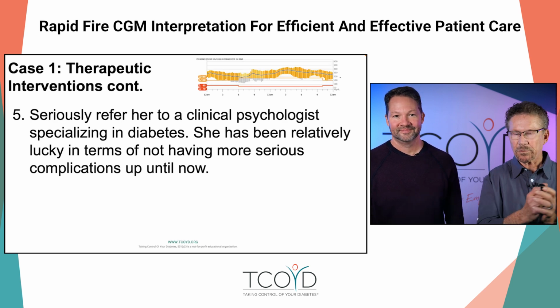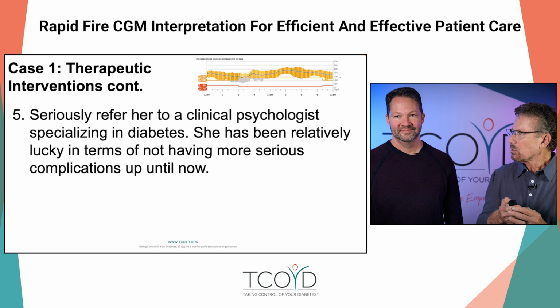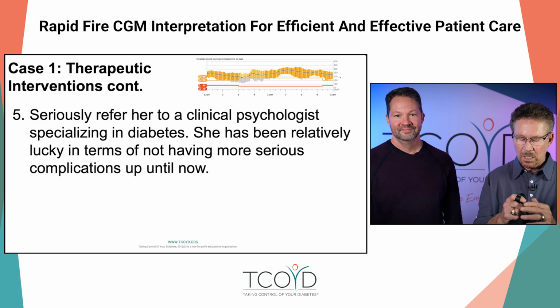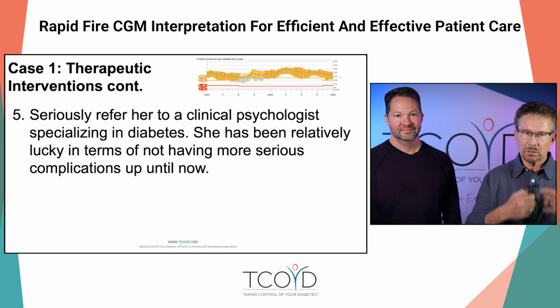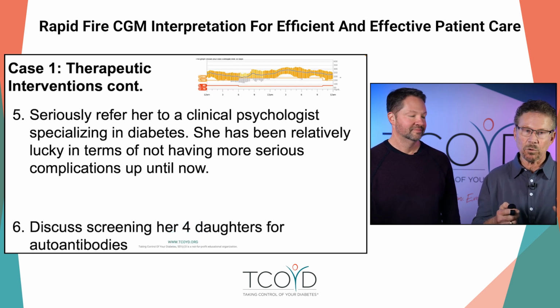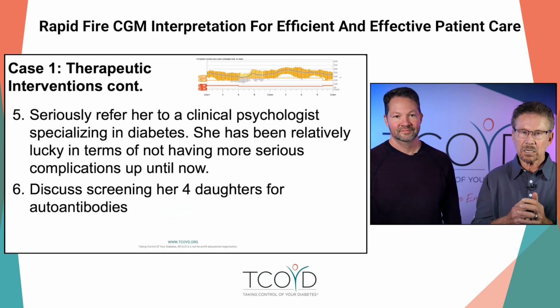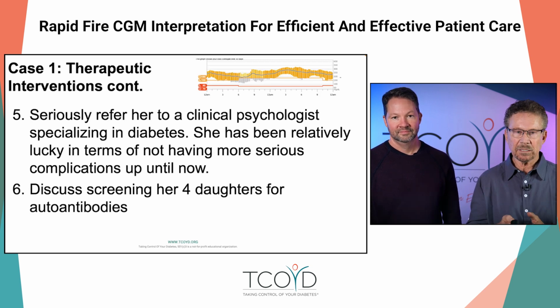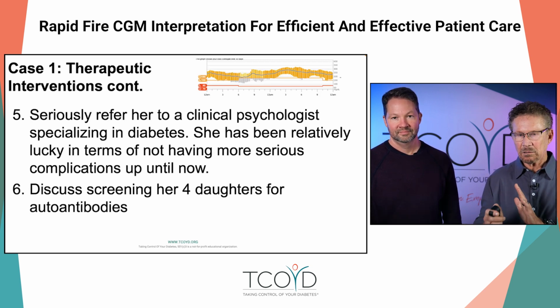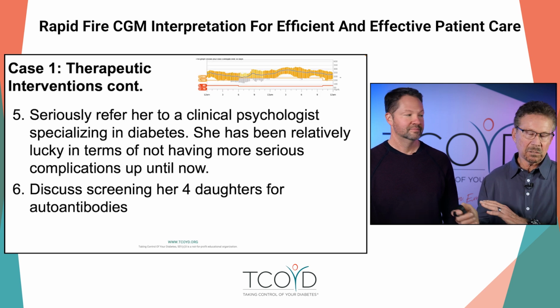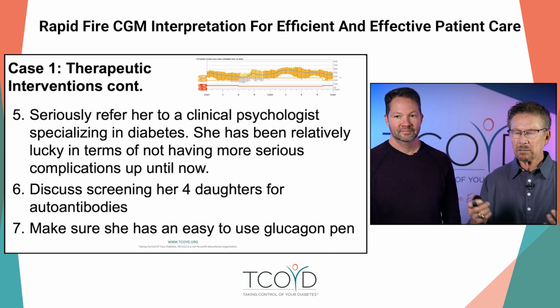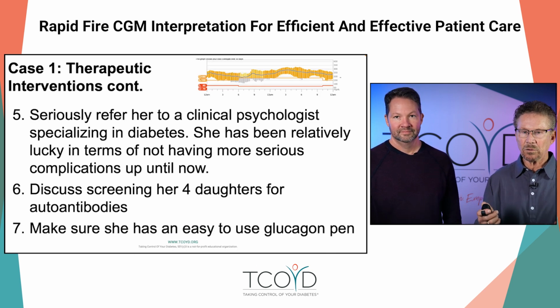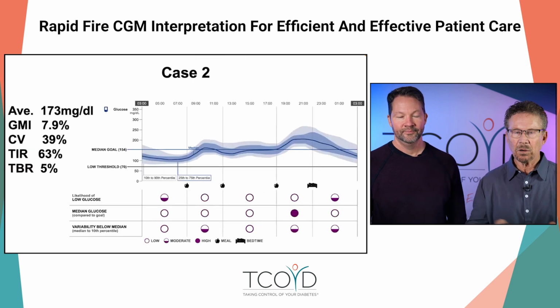Yeah. And I referred her to Dr. Bill Polonsky or Susan Guzman because you're right. It's not a hypo fear to an extreme, but no one likes hypos, and she doesn't like it at work too. And discuss screening her 4 daughters for autoantibodies, now that we have Tzield, which can delay the progression from stage 2 T1D to full-blown T1D. And even though she doesn't get low, it's always good to make sure they have a good, easy-to-use glucagon kit. Okay, case 2.